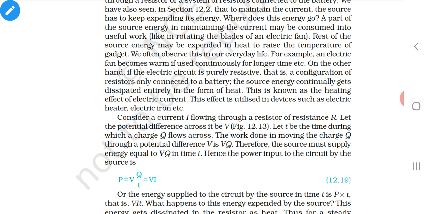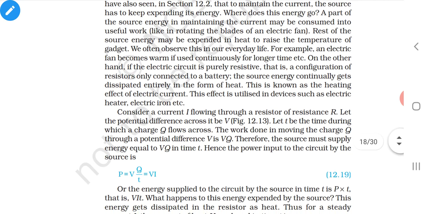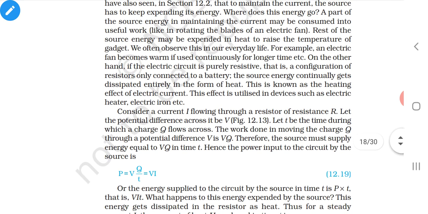We can see this experience in our day-to-day life also. When we switch on the mixie, what happens? The mixie is grinding something, isn't it? That is the useful work. After the work has been completed, if you touch that jar, what happens? The jar becomes heated, isn't it? So what is meant by that?